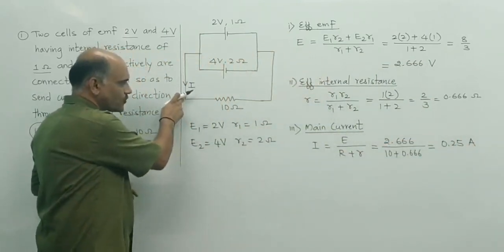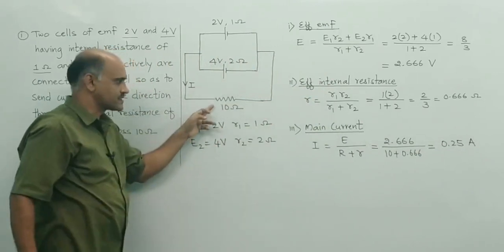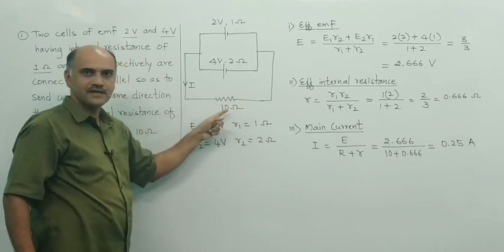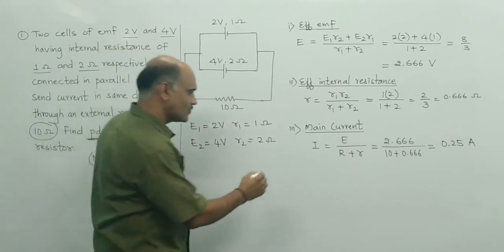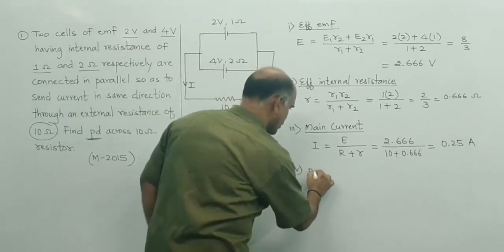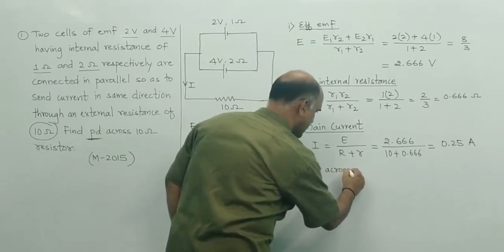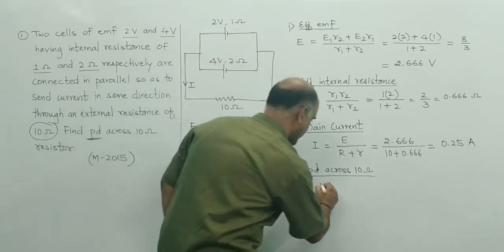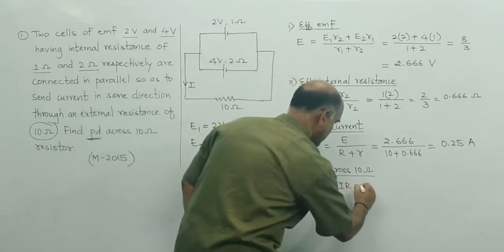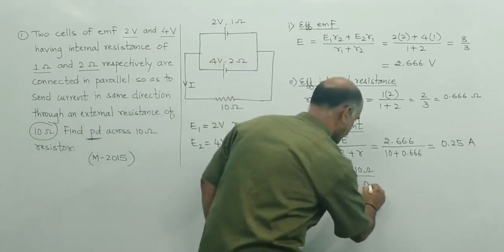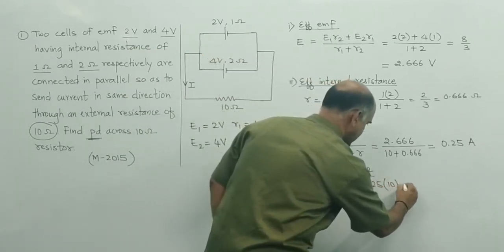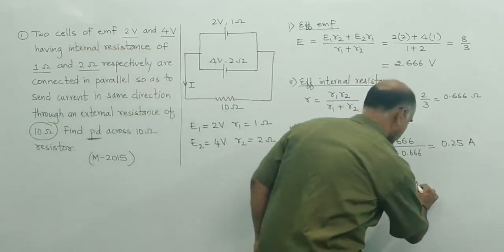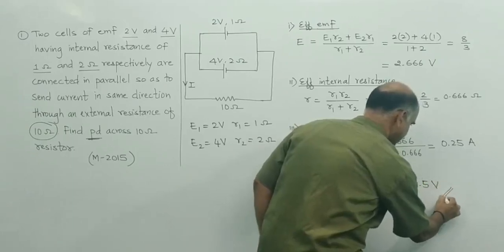So now you have found out current passing through this 10 ohm resistance. Now potential difference across this is given by Ohm's law, V is equal to I into R. So in fourth step, potential difference across 10 ohms, V is equal to I into R. I is 0.25. External resistance is 10. So if you multiply, you will get 2.5 volt. This is the answer.